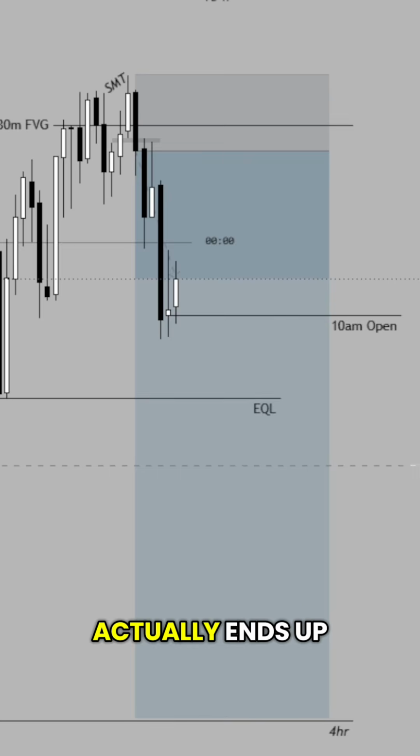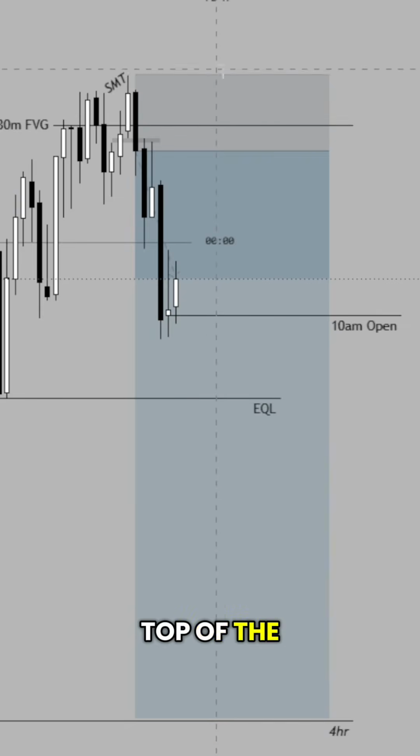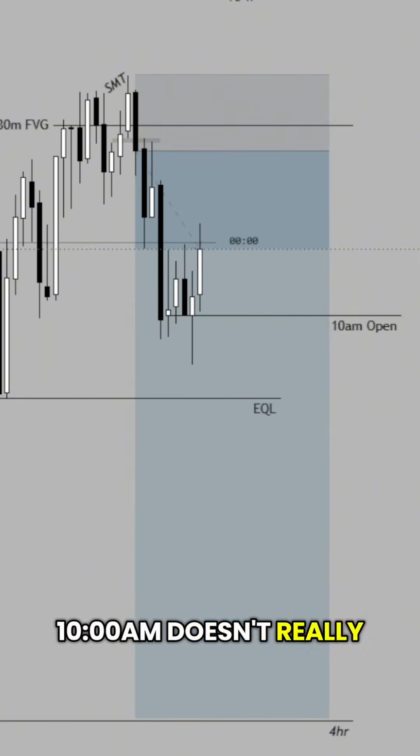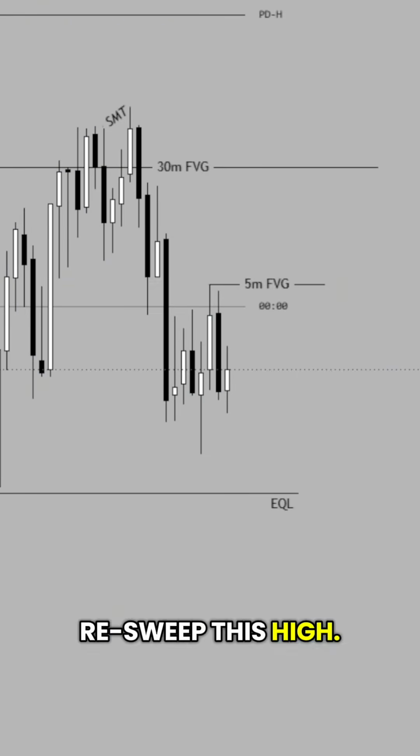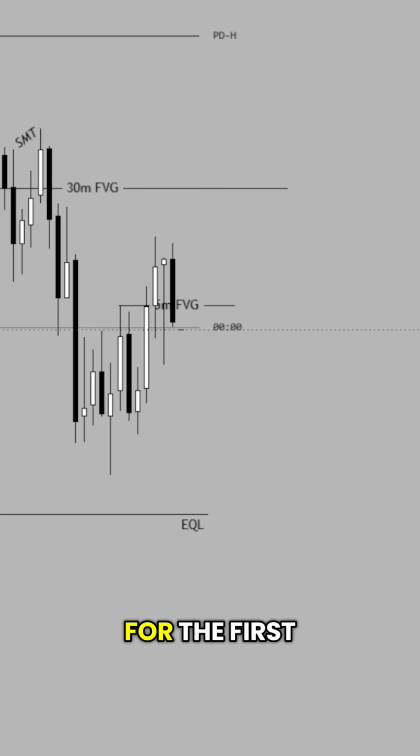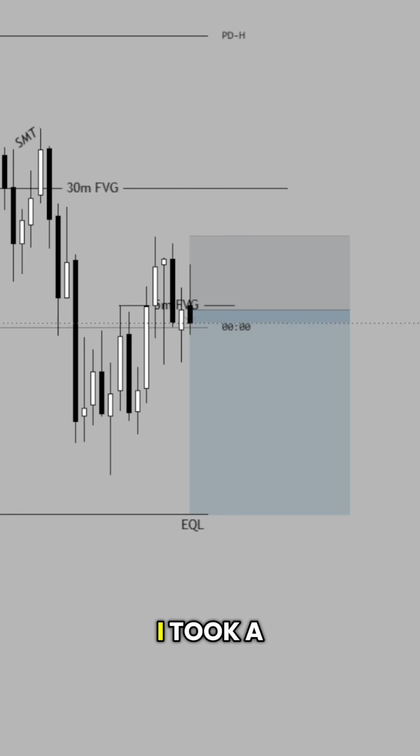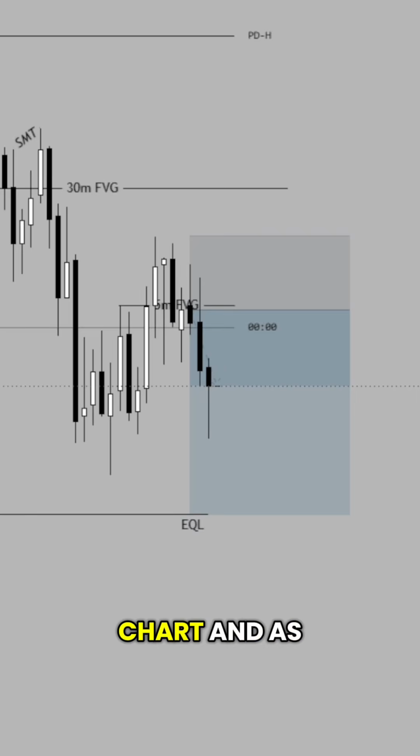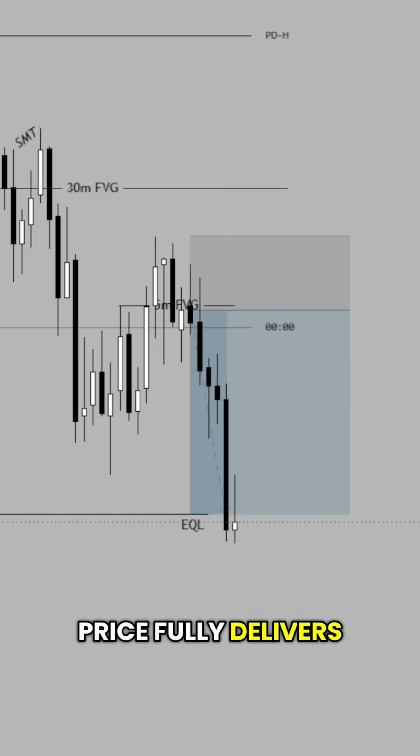And as you can see, this actually ends up playing quite well. This was the top of the range of the day, and at this point 10 a.m. doesn't really have a reason to come and resweep this high. At 10:05, there is the presentation of a sponsored 5-minute fair value gap. And as you can see, price tags into it. And at this point, I am looking for a short entry. And for the first time in my entire life, I took a short position on a 15-second chart. And as you can see, price fully delivers beautifully.